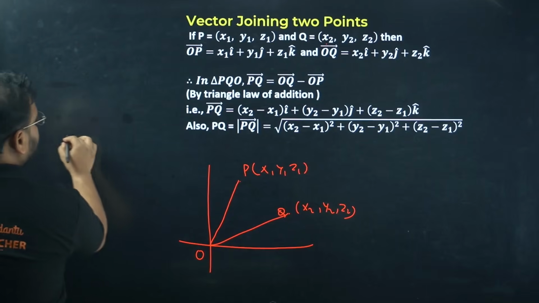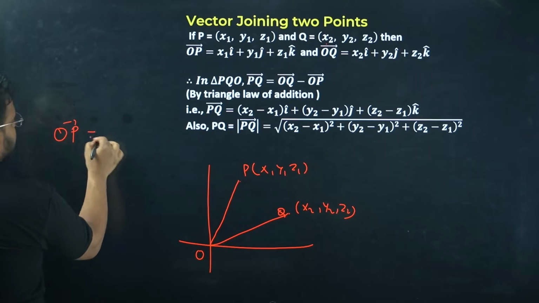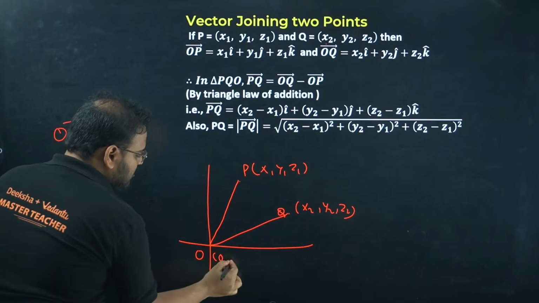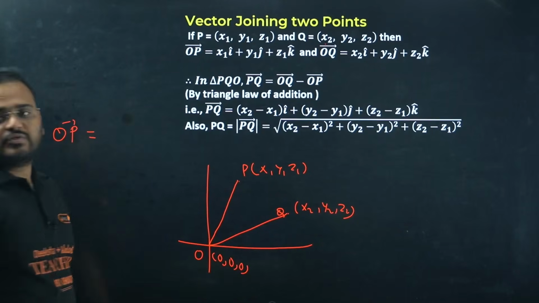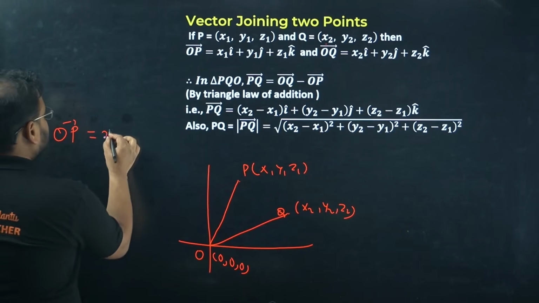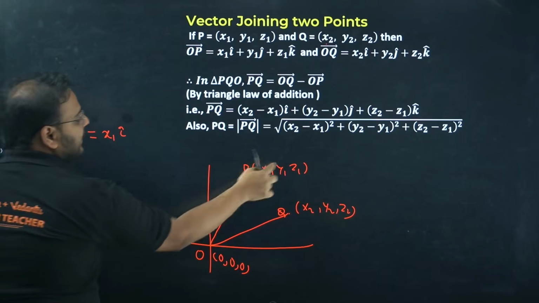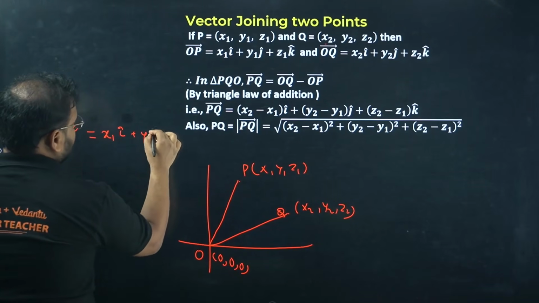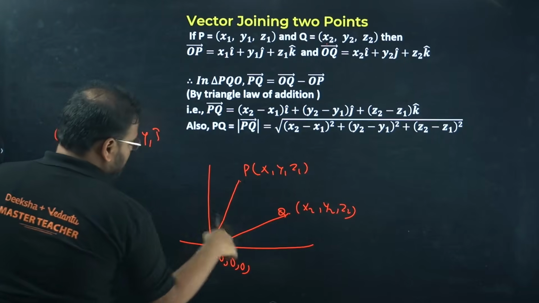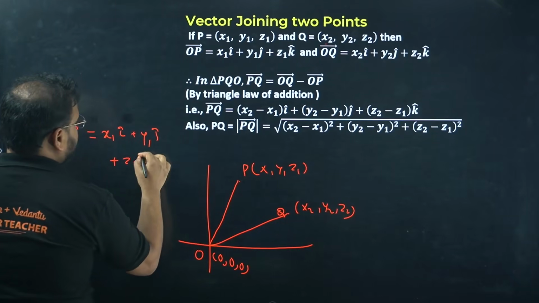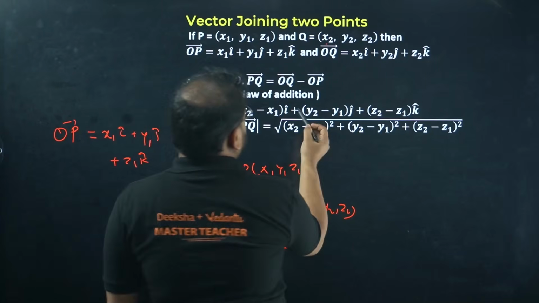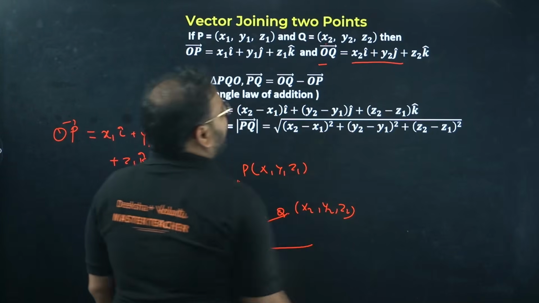When you write OP, you go like this, always like this. x1 minus, what is the coordinate of this point? It is the origin, so 0, 0, 0. So x1 minus 0 is just x1. In the same way, y1 minus 0 gives y1 j cap, and z1 minus 0 means z1 k cap. In the same way, you can write OQ also like this, with x2, y2, z2.